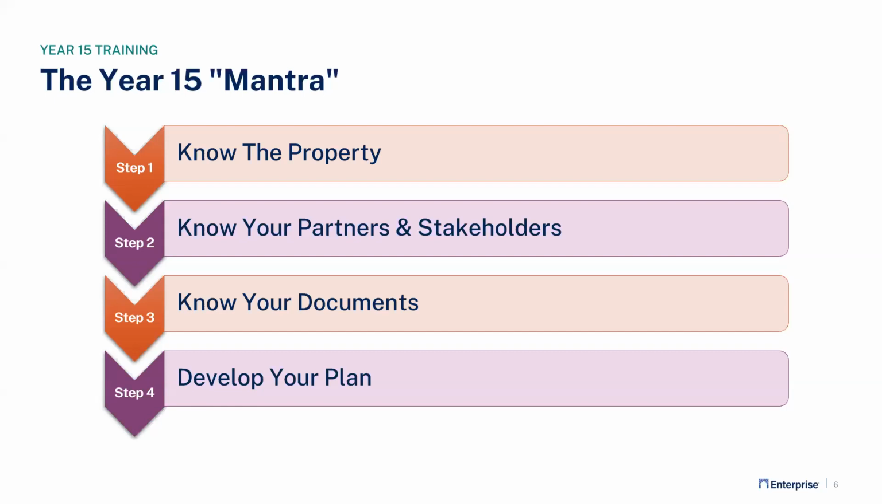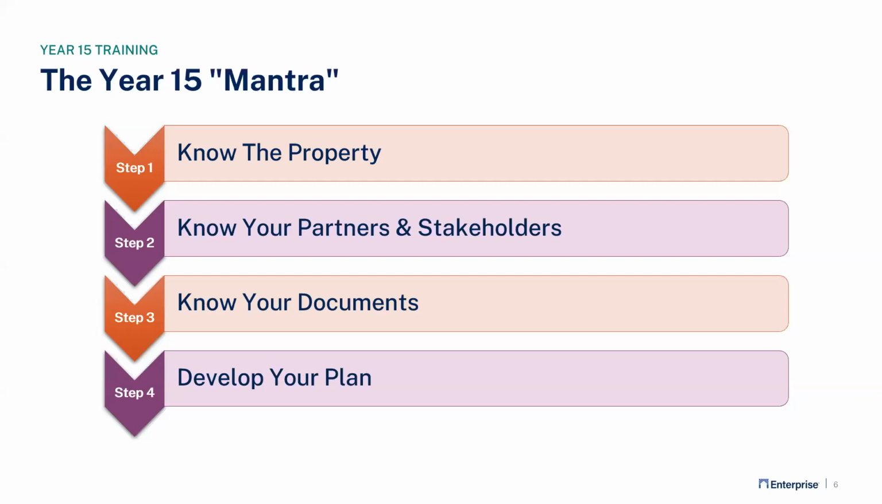So we do have a mantra at Enterprise that we start out with when we are first addressing our general partners and our sponsors, whether it be in a training session like this or actually talking to them when they approach us about the year 15 process. Number one, you want to understand your property. What are the capital needs? What does your income look like? What's your cash flow look like? What's the health of your property? What needs do you need to have filled and get accomplished in the year 15 process?